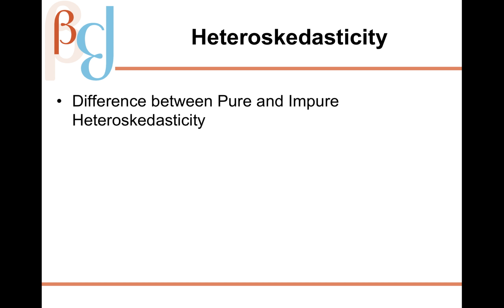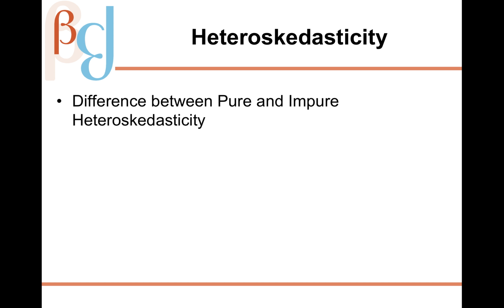Now, just as we did with multicollinearity and with serial correlation, we're going to be looking at the difference between pure and impure heteroskedasticity. Pure heteroskedasticity is the actual problem, where the variance of the error is changing either through time or with relationship to some of the independent variables. The problem with that is that it's going to affect the reliability of our statistical tests.